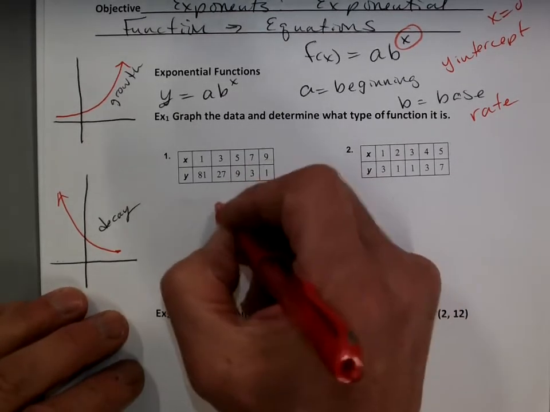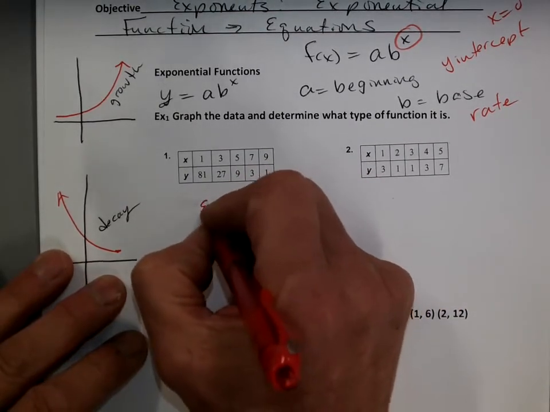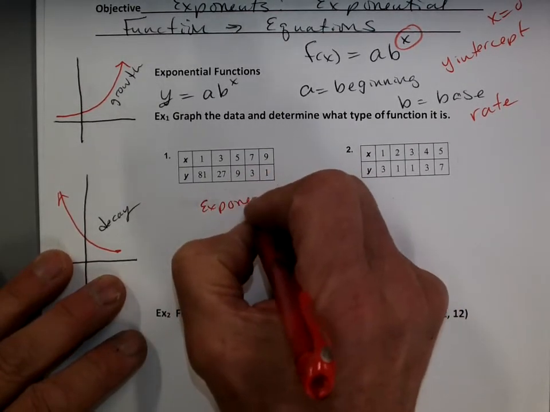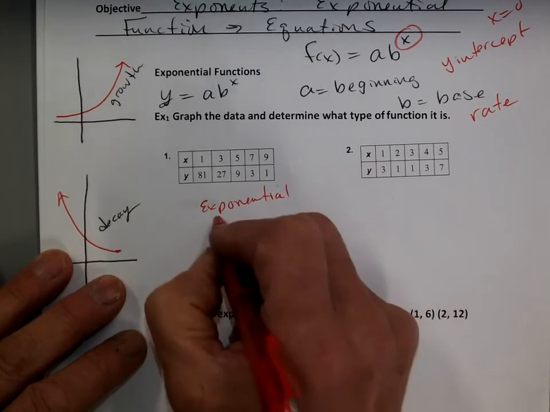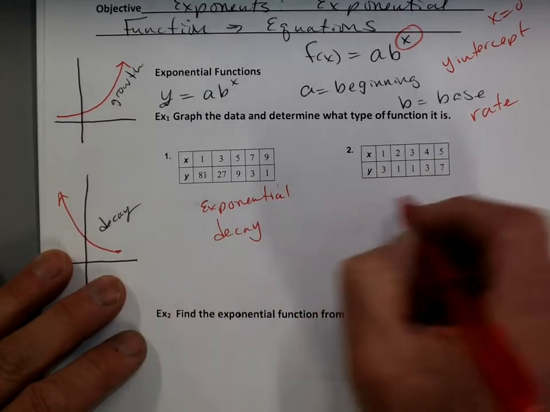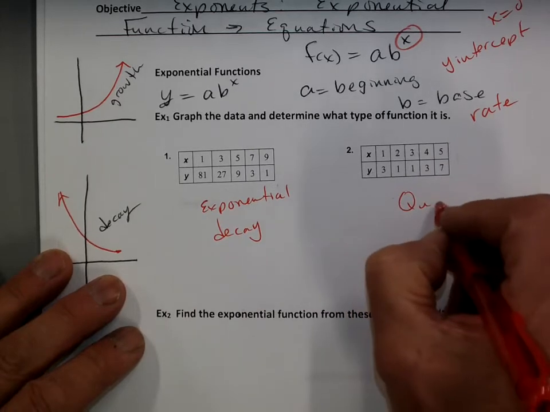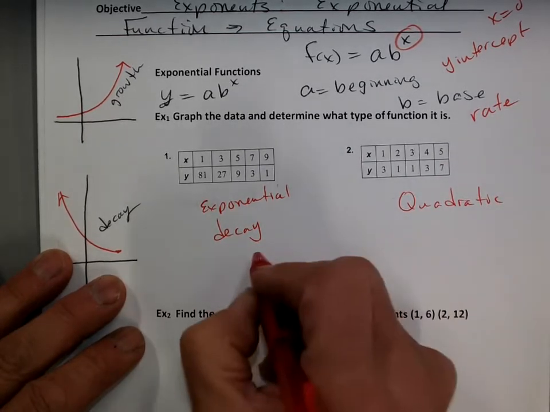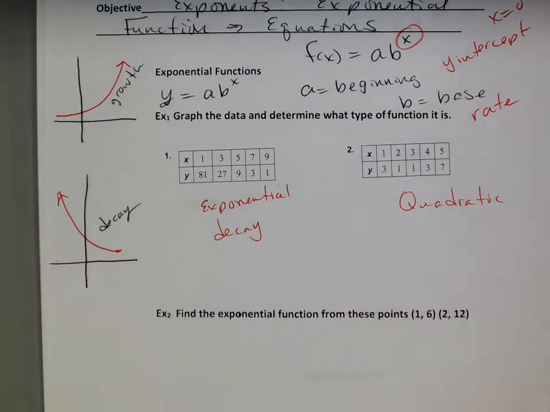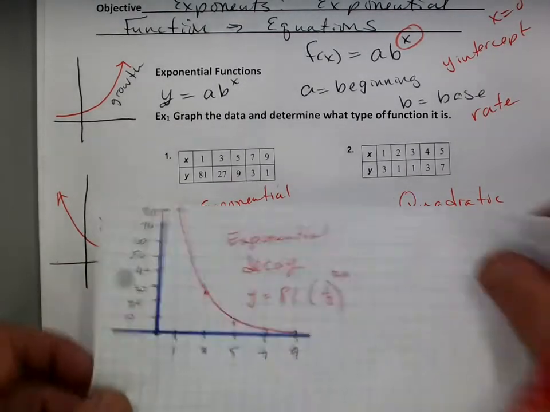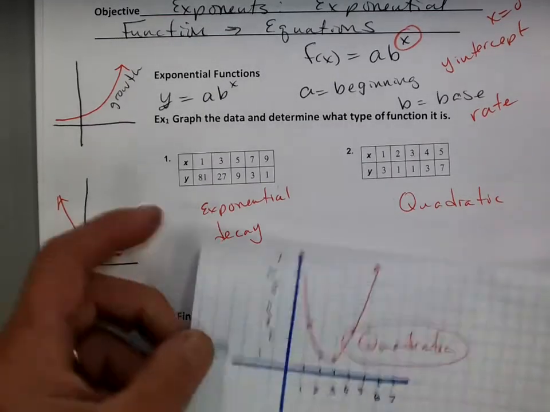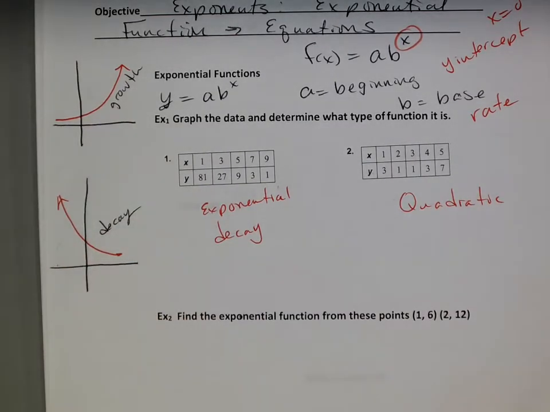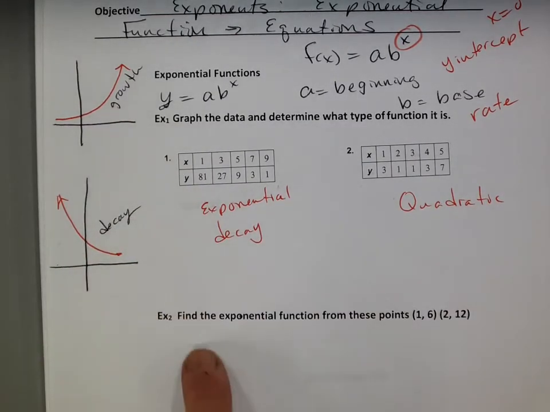Quadratic, so this one was exponential decay. This was probably quadratic. Looked like an x squared to me. Exponential decay for sure. Quadratic.